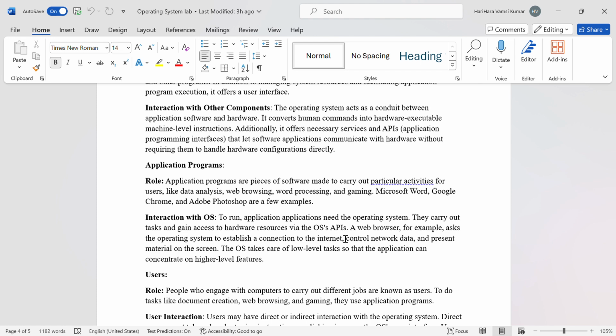Interaction with OS. To run, applications need the operating system; they carry out tasks and gain access to hardware resources via OS APIs. A web browser, for example, asks the OS to display material on the screen. The OS takes care of low-level tasks so that applications can concentrate on higher-level features.